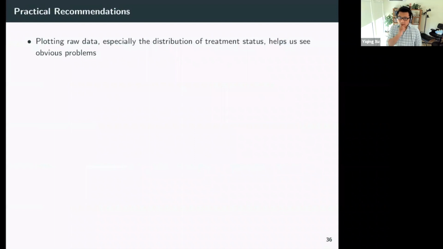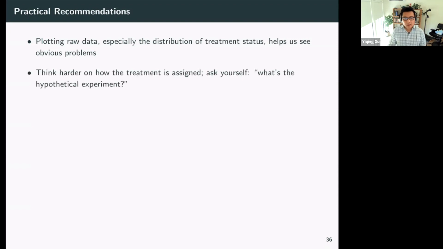Okay, so what are my practical recommendations? First, you want to plot your raw data. Plotting your raw data, especially having a better understanding of your treatment status, how the treatment status is distributed, helps you see some obvious problems, and also based on that, think harder on what can possibly be the treatment assignment mechanism. Although very often you still don't know by looking at observational data, if you don't help collect them. But at least you need to ask yourself what you think may be the hypothetical experiment that is being run.